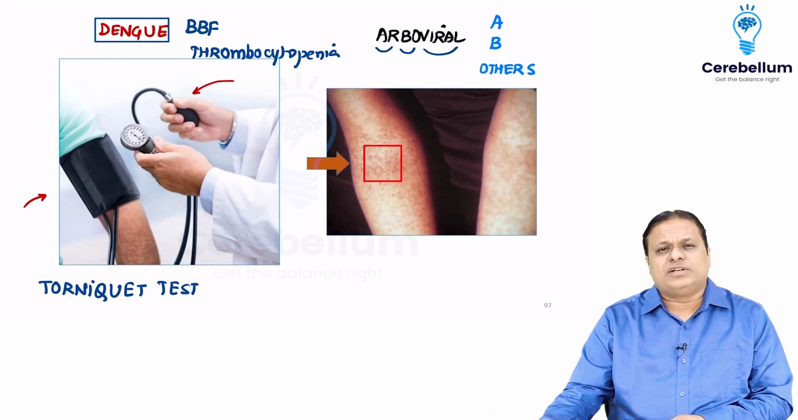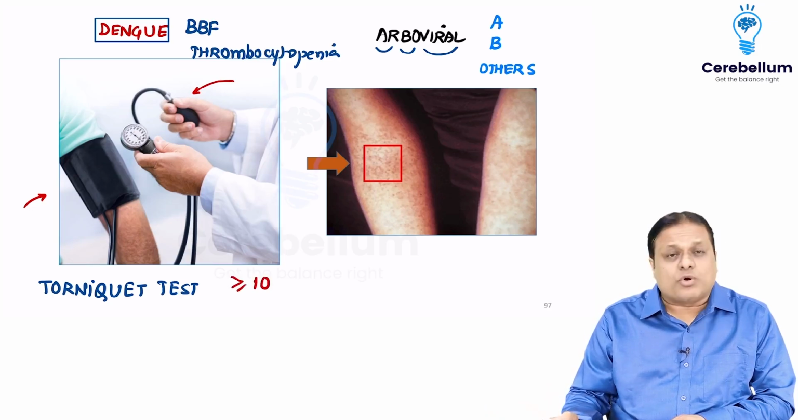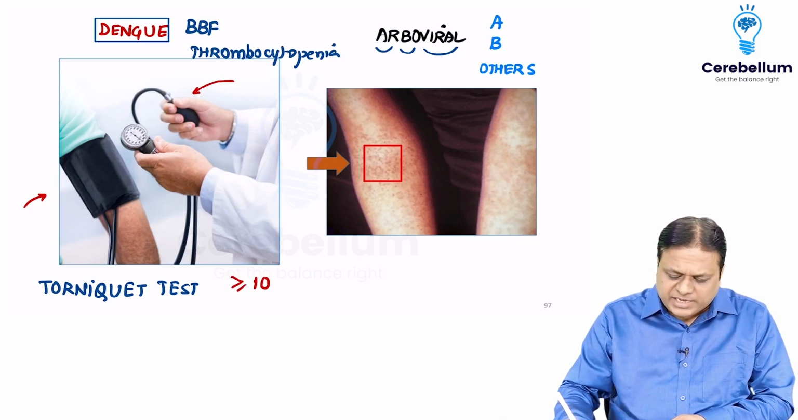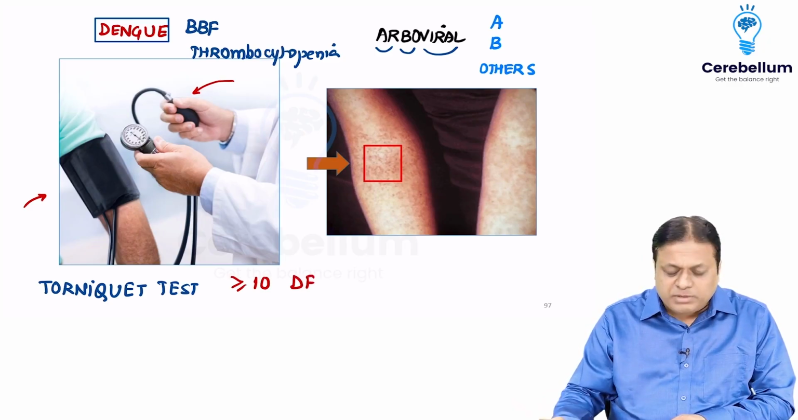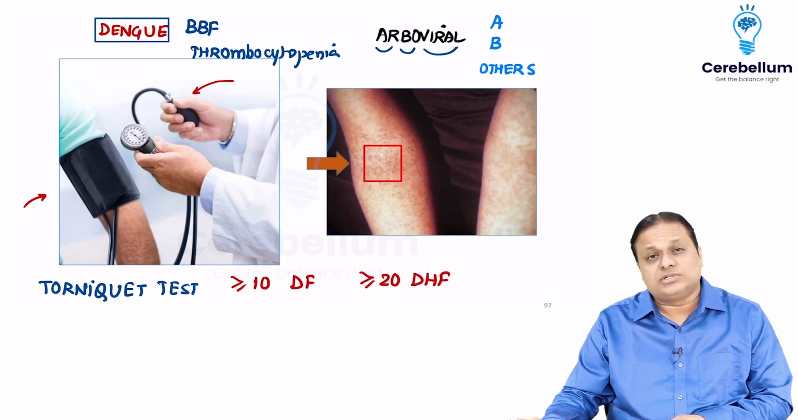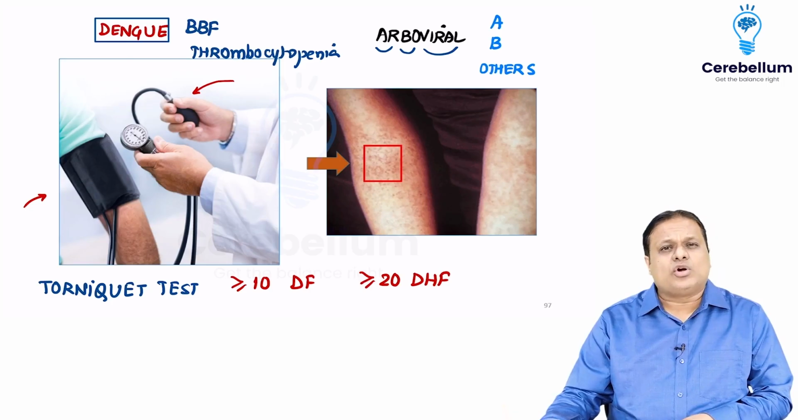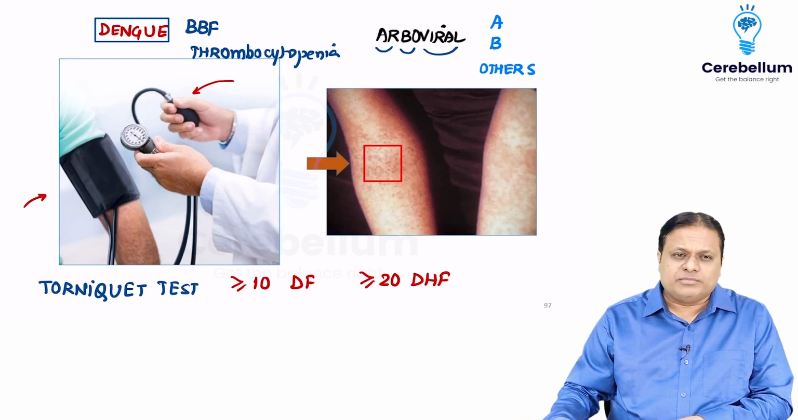In cubital fossa 1 square inch, you have to count the number of petechial spots. If there are more than 10 such spots per square inch of skin, diagnosis of dengue fever could be made directly. And if these petechial spots are more than 20, dengue hemorrhagic fever diagnosis. If additional features of shock are present, then dengue shock syndrome diagnosis could be confirmed.